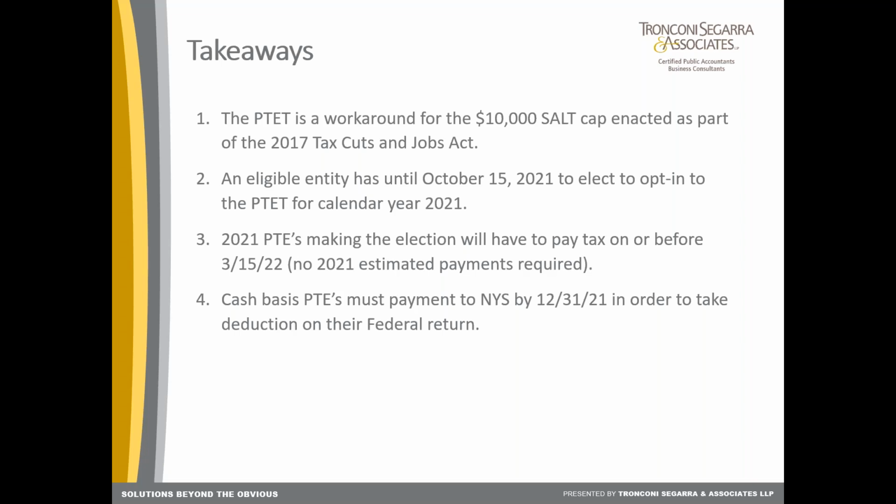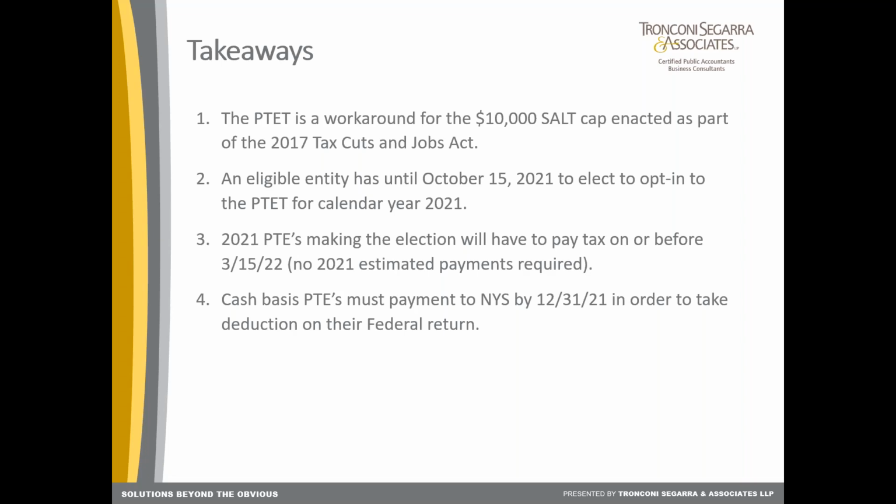PTEs making the election will have to pay tax on or before March 15th of 2022. There are no estimated payments. Obviously there could be some cash flow issues with that. You're making your individual estimates as well, and then you have to pay this entity tax going along. And if you are a cash basis pass-through entity, you really have to make that payment by 12/31 in order to take the deduction on your federal return.